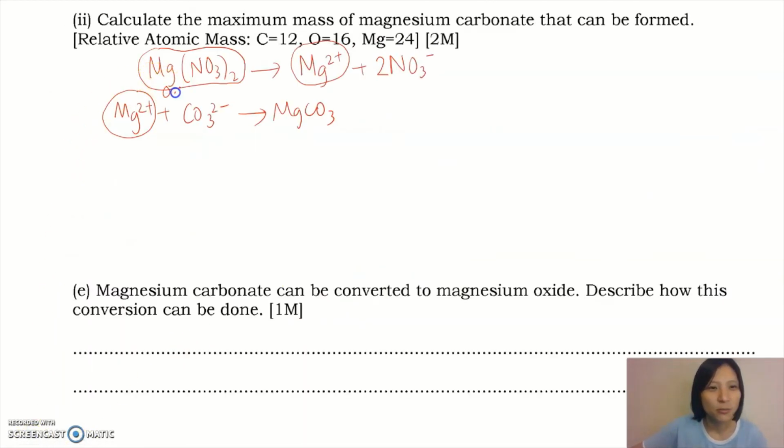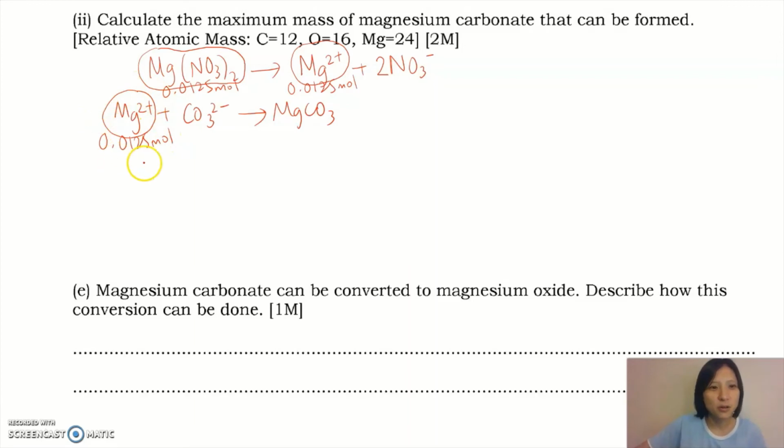So let's write it down. This is 0.0125 mole. In the equation, 1 mole and 1 mole. So in the experiment, 0.0125 mole and 0.0125 mole. This all ratio, 1 mole and 1 mole in the equation. So therefore in the experiment, 0.0125 mole and 0.0125 mole. So this Mg2+ is the one that reacts with carbonate ion. So these two are the same, Mg2+ and Mg2+. So this is 0.0125 mole.